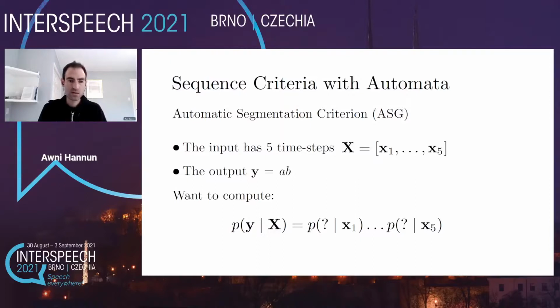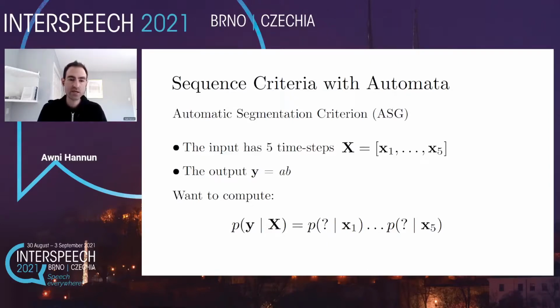Okay, so sequence criteria with automata. Let's look at a specific example. I'm first going to go through this criteria. It's called the automatic segmentation criteria. The reason I started with this, it's not the most popular. We used it in wav2letter at Facebook. It's not the most popular sequence criteria, but it is relatively simple and easy to understand. And so that's why I'm starting with it.